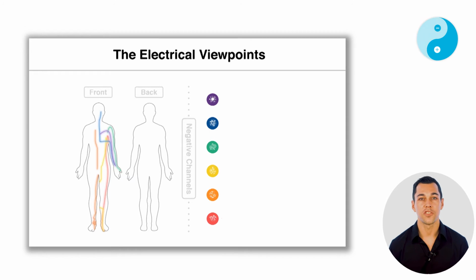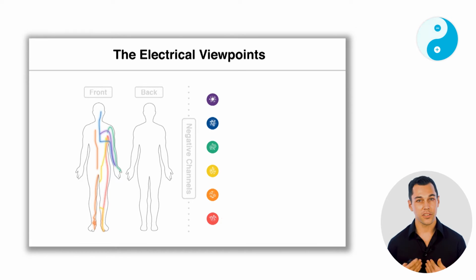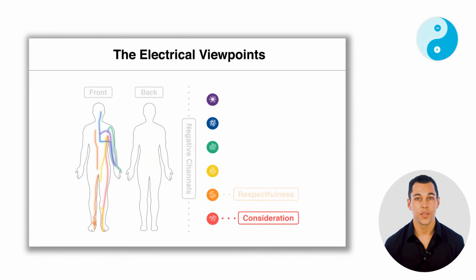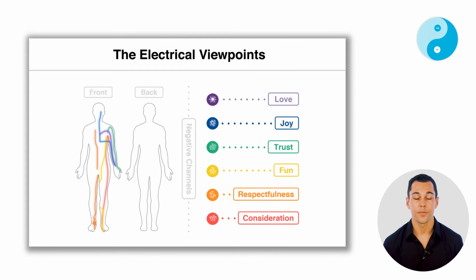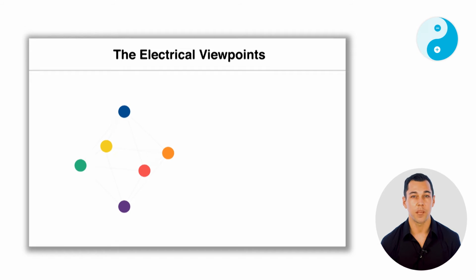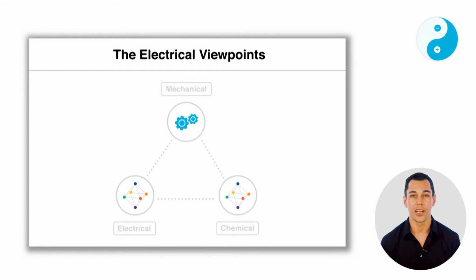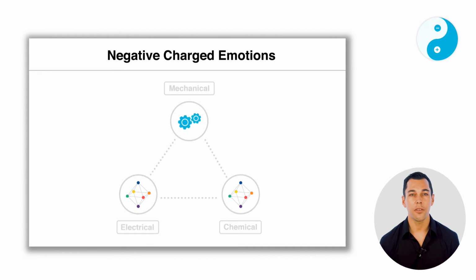The positive charged emotions associated with the negative electrical channels are generally found in the anterior and interior of the body, meaning the front and inner sides of the arms and legs. The positive emotions for the negative channels are consideration, respectfulness, fun, trust, joy, and love. These positive natured emotions are just an example of the way that positive or masculine energy is demonstrated electrically in the human body. Next, let's go over an example of how they are demonstrated mechanically in the body.